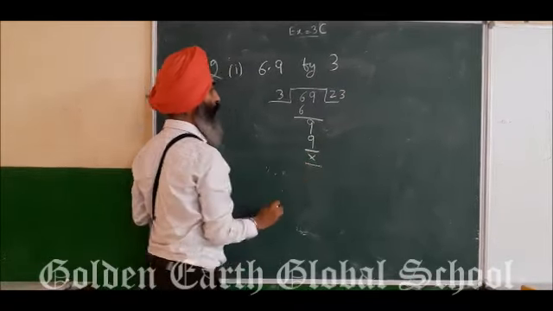Remove the decimal. Divide by 3 only. So 3 to the 6, 1, 14. So 3 4s are 12. Then 2 1. Now 3 7s are 21. Remainder is 0. So it means if you divide this 741 by 3, your answer is 247.